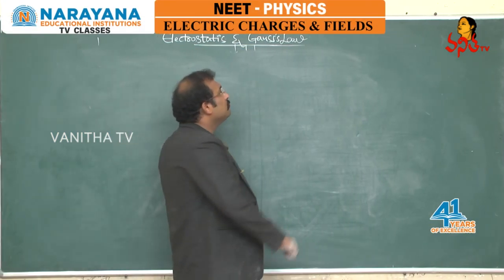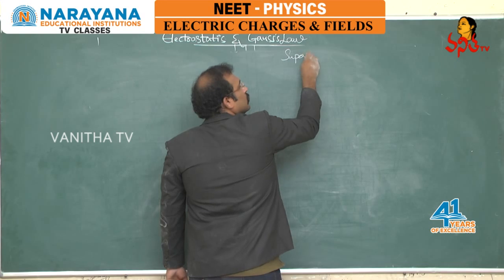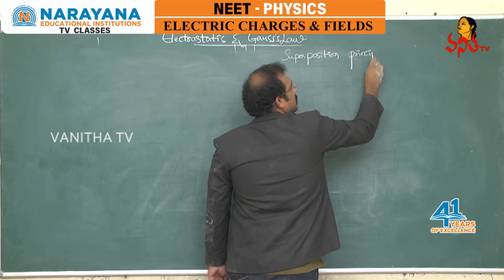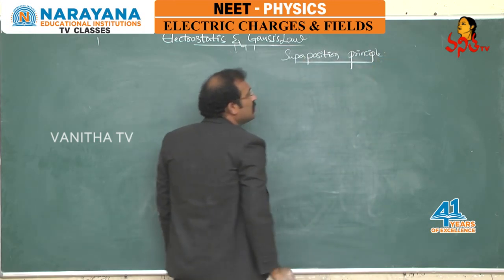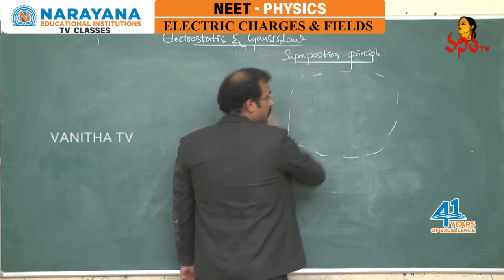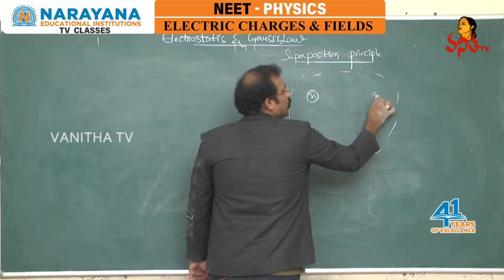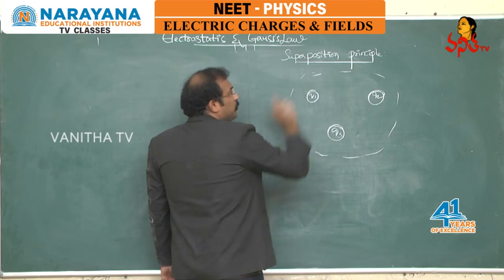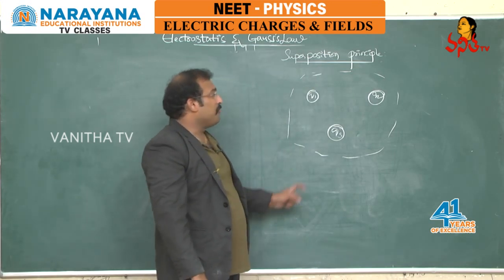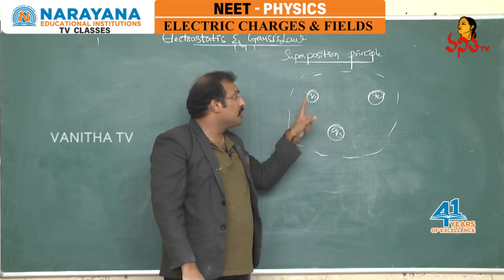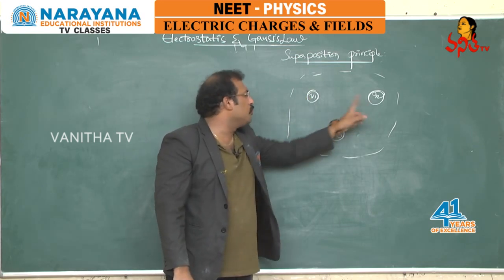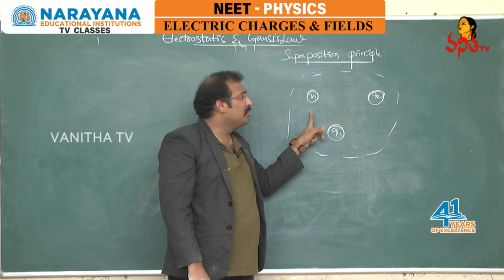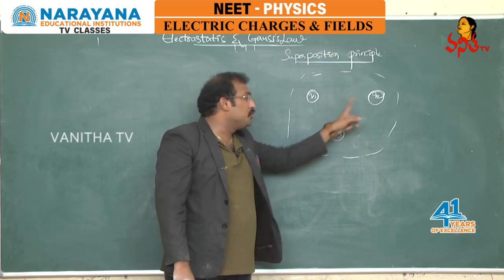Superposition principle. What is this superposition principle? Suppose a number of charges are taken here in this medium, Q1, Q2 and Q3. According to the superposition principle, the force on any one of the charges, say Q1, Q2 or Q3, any one charge, is the vector sum of the individual forces due to the individual charges.